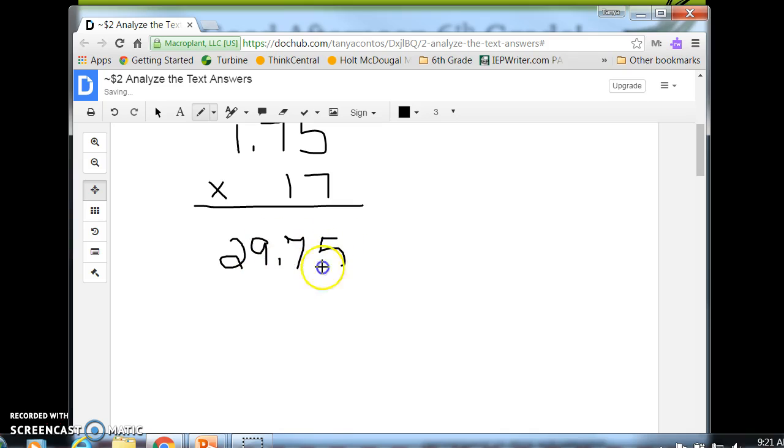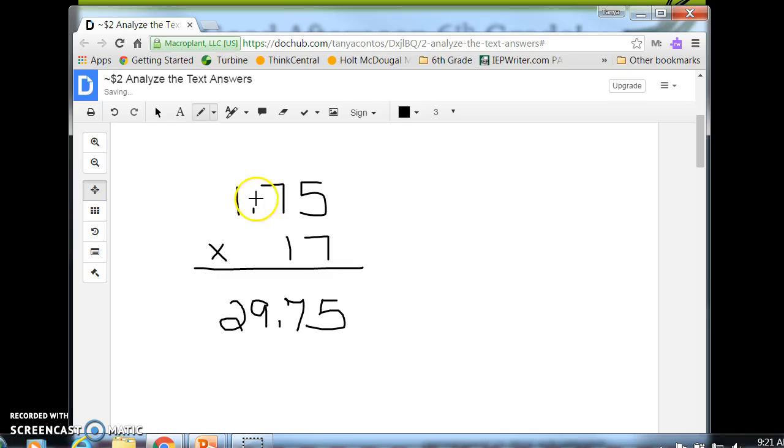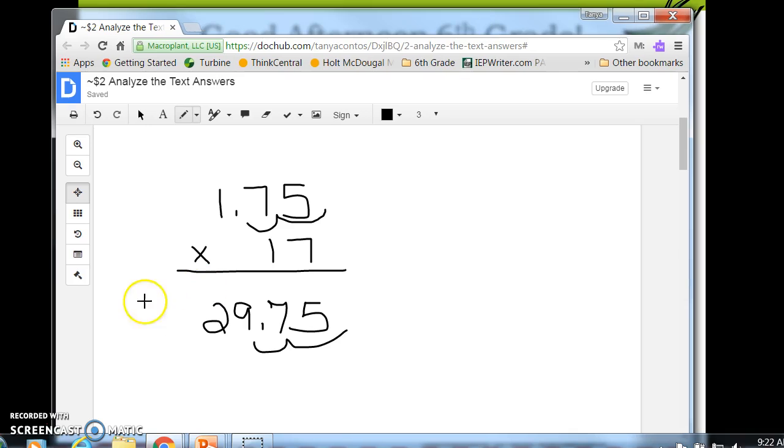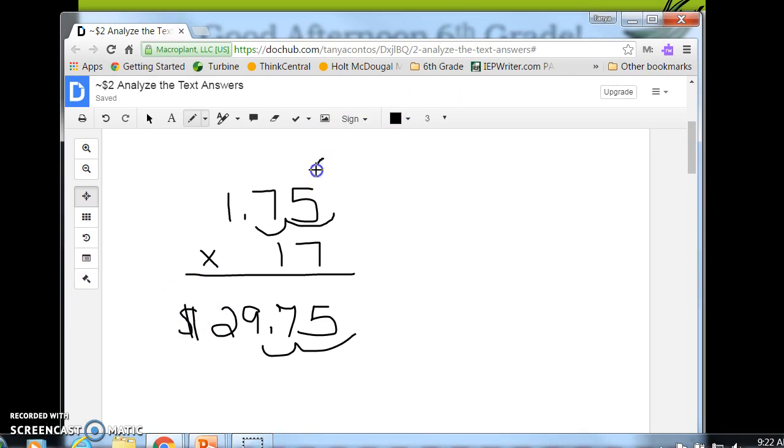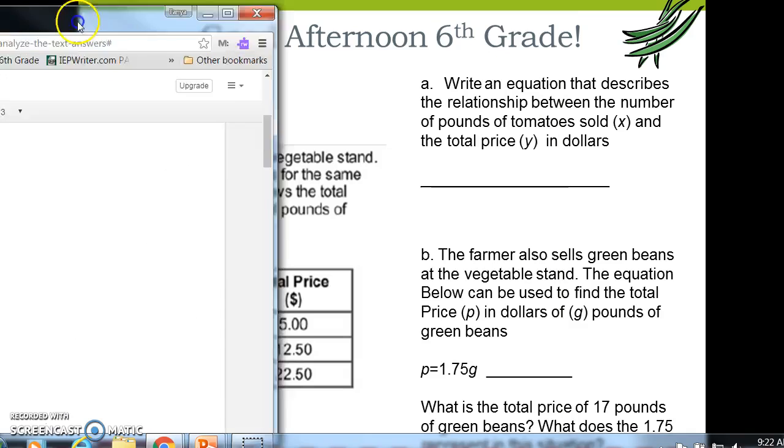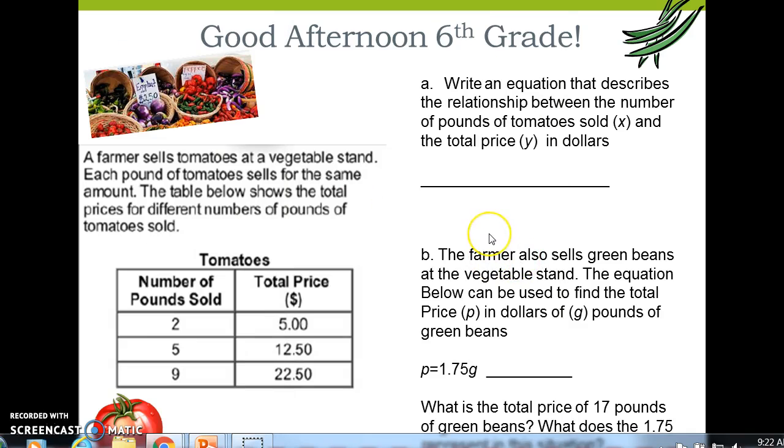29.75. Remember, when we multiply decimals, if you do this longhand, we remove the decimal first, we ignore it, and then we add it back in later by counting how many places. So $29.75 would be our total cost for B. The $1.75 is standing for the price per pound for green beans. Good job, everybody.